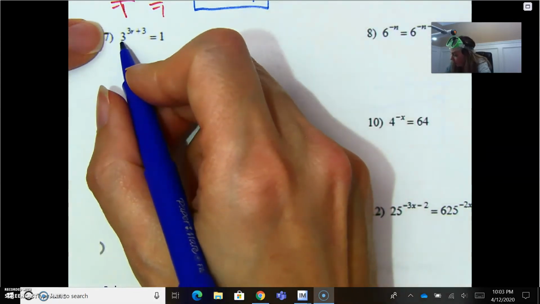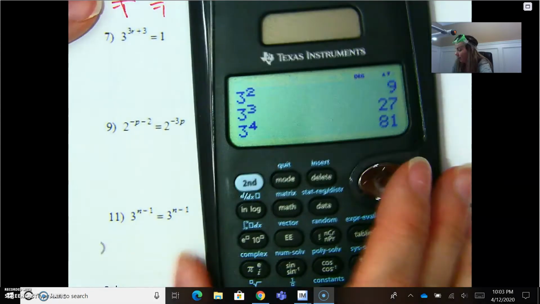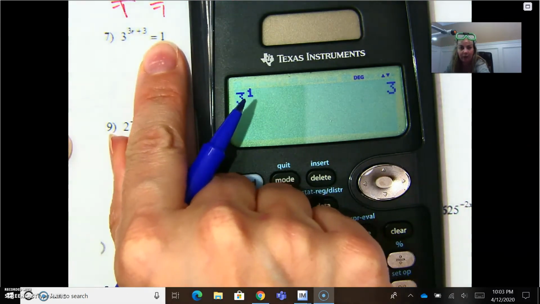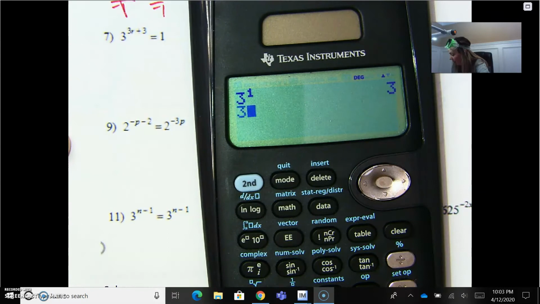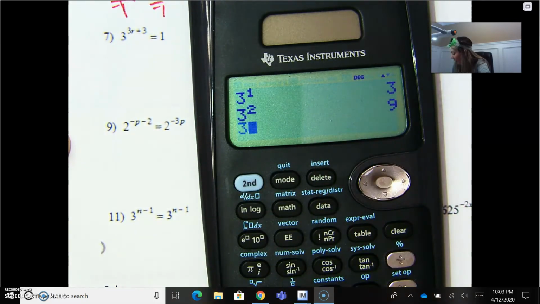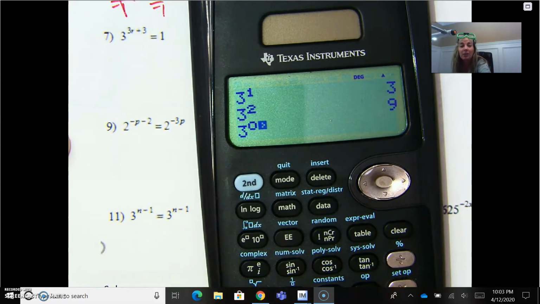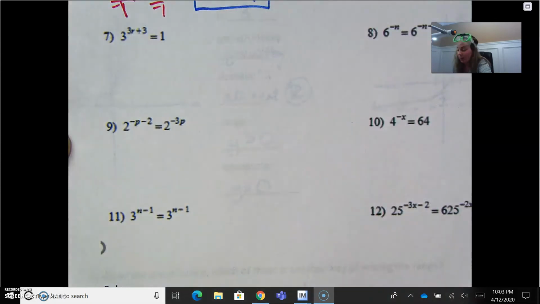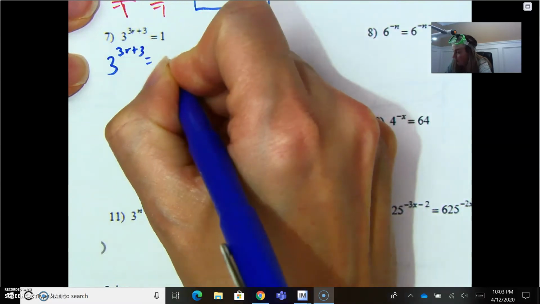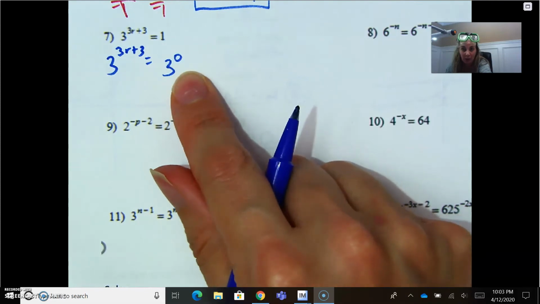Okay, so we need to figure out a way to rewrite 1 with a base of 3. If you do 3 to the first power, that's not 1. And I know 3 squared is just getting bigger, farther away from 1. So I gotta think outside the box. What if I do 0? If you remember, anything to the 0 power is 1. So you can rewrite this: 3r plus 3 equals 3 to the 0 power. So we still have 1 here, it just has a new hairdo.